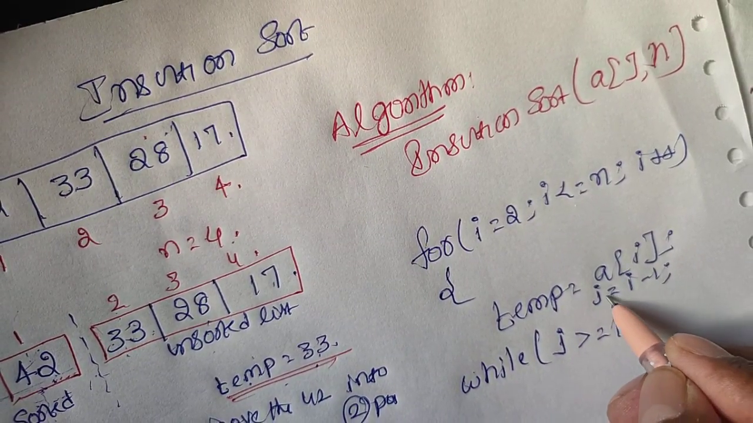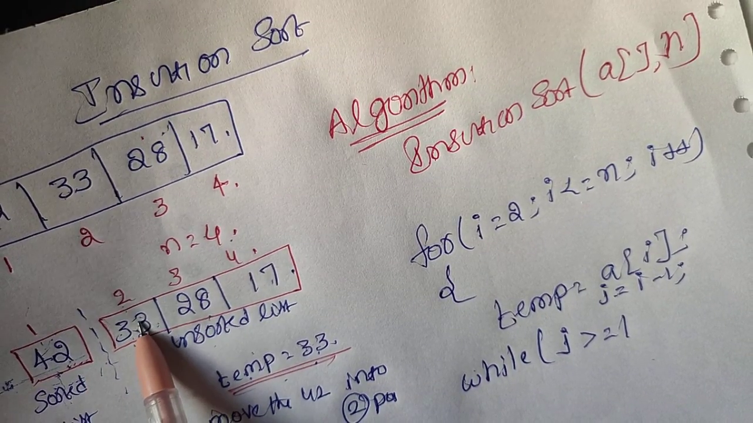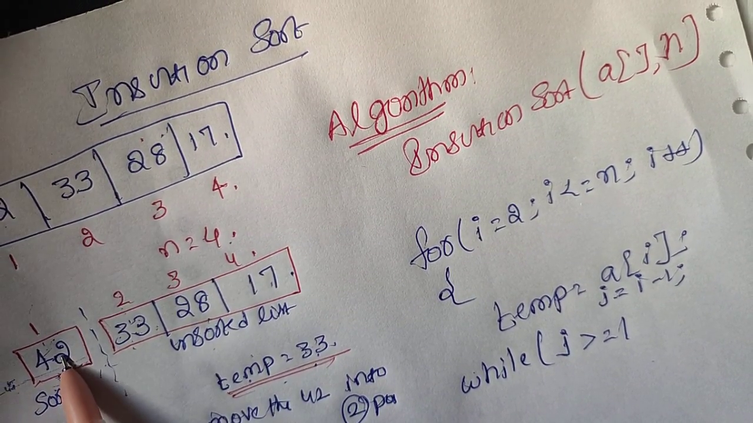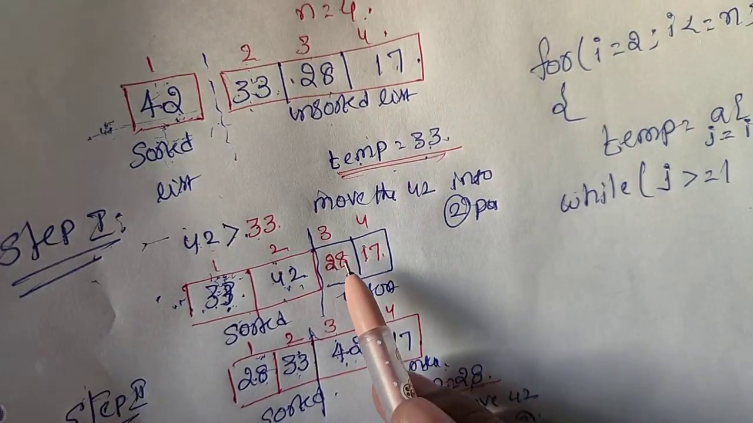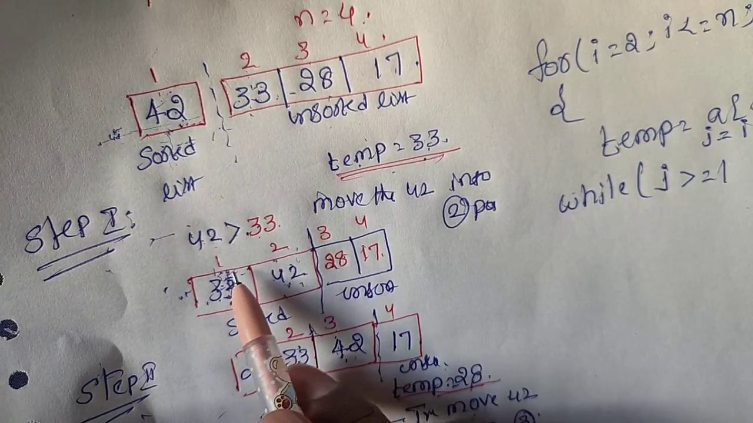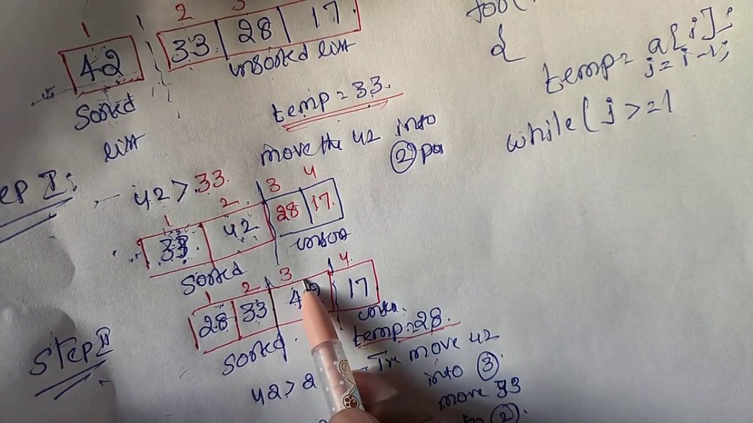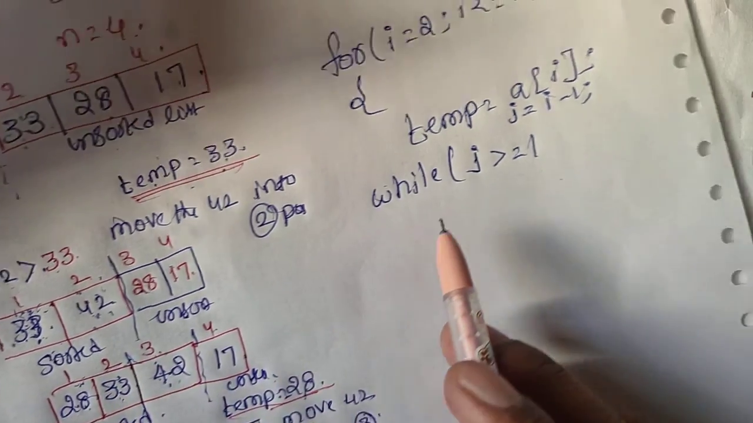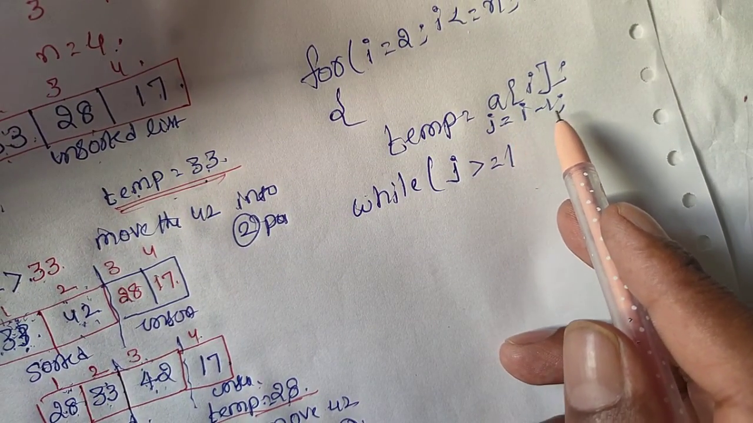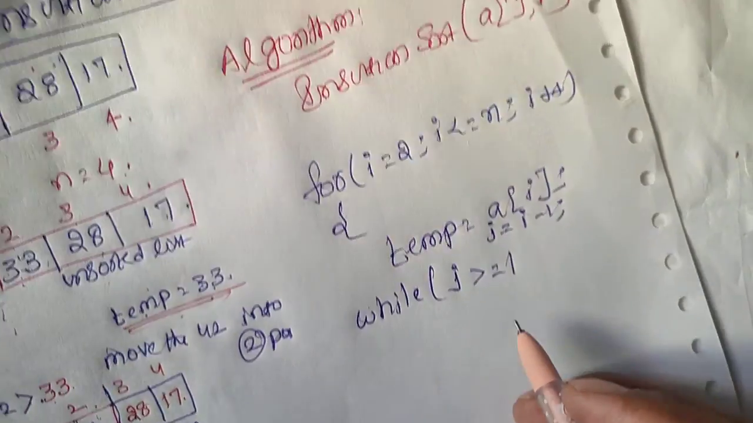What does j indicate here? From right side beginning. If i is 2, then j is 1. If i is 3, that means j goes from 2 to 1. If i is equals to 4, then j is from 3 to 1, greater than or equals to 1. So that's why I am taking j is equals to i minus 1, from right to left.